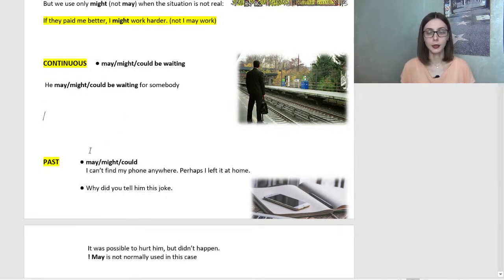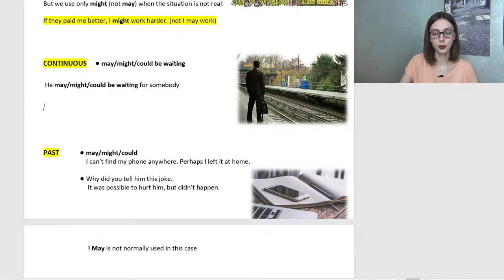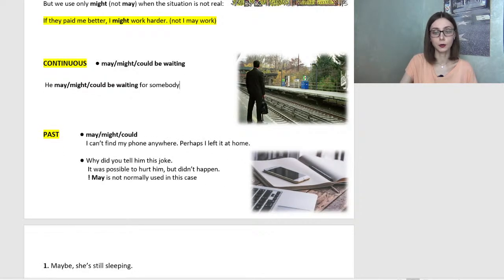All right, so let's take a look at the past as well, because you can also use this in the past, and it doesn't matter what tense you actually mean. Maybe it's past simple, maybe it's present perfect, maybe it's past perfect. So everything that happened in the past.